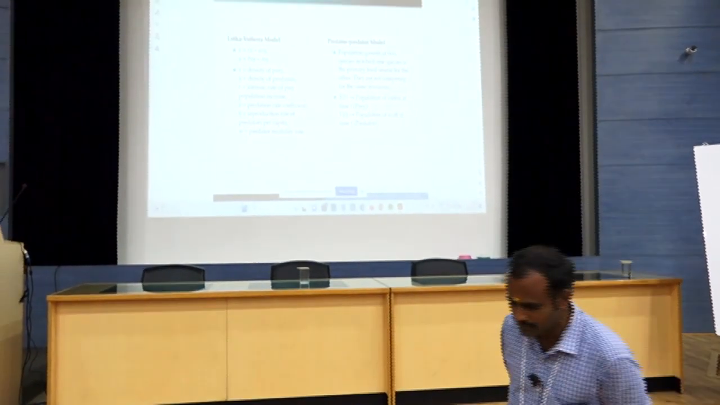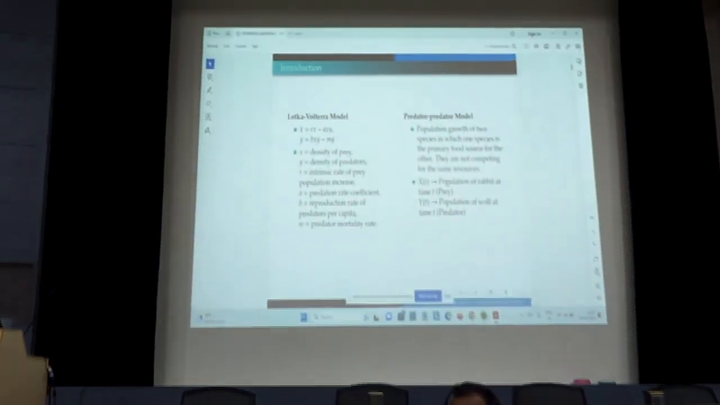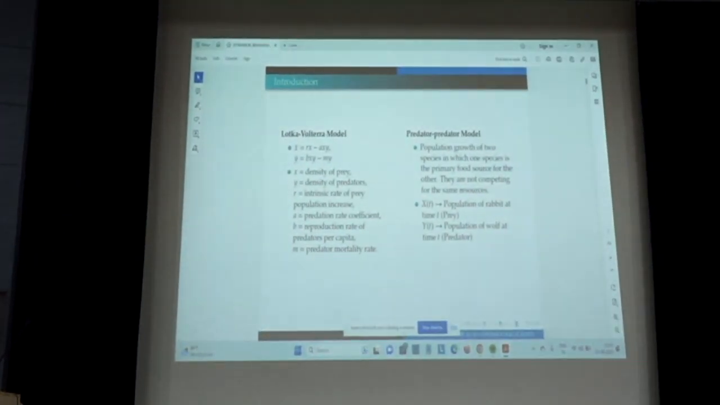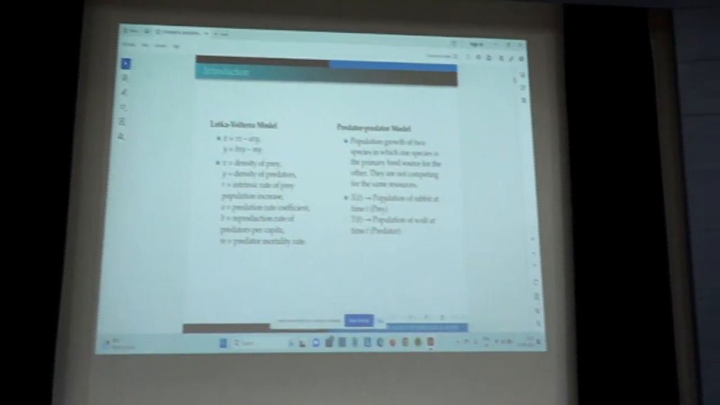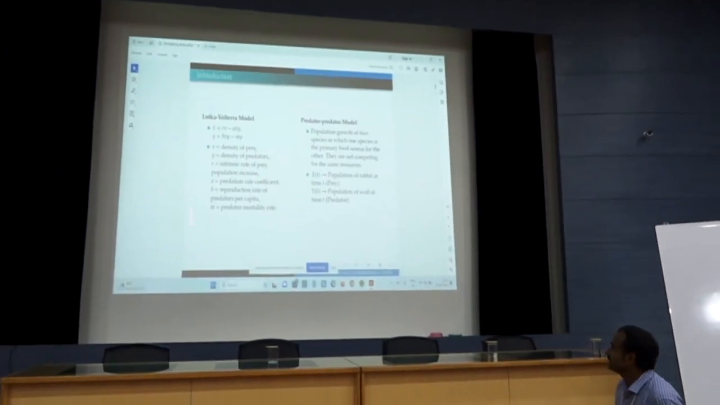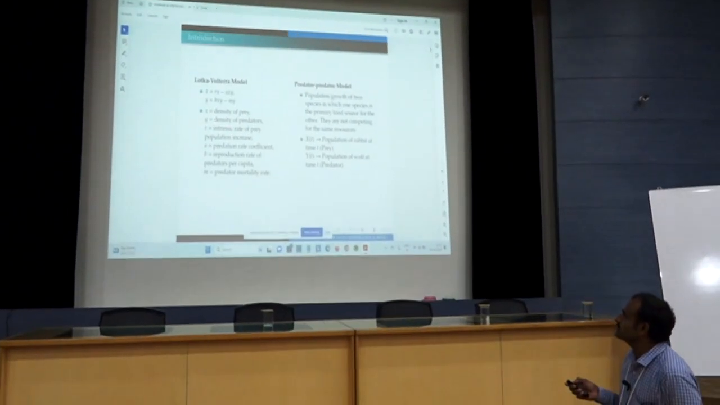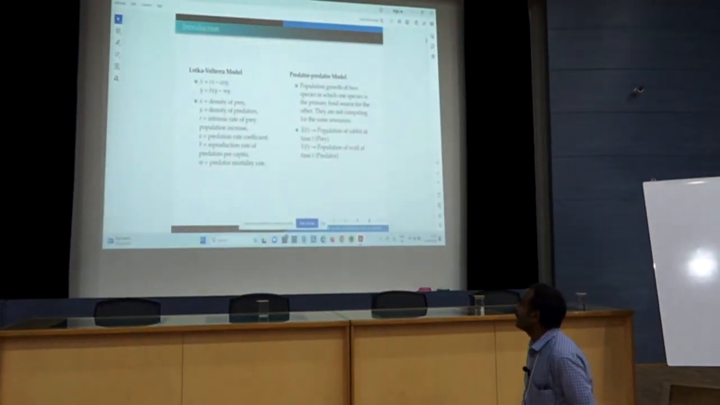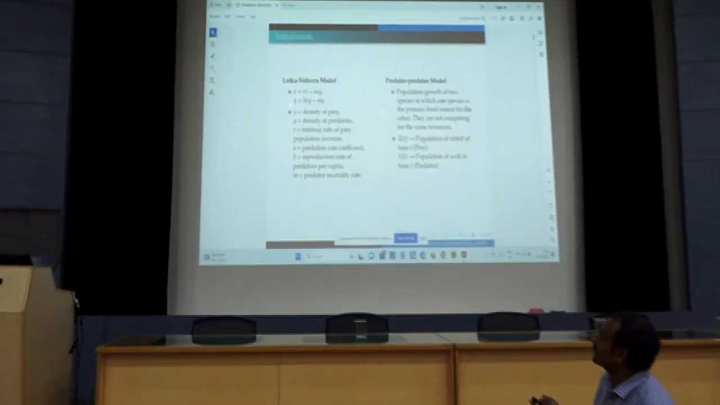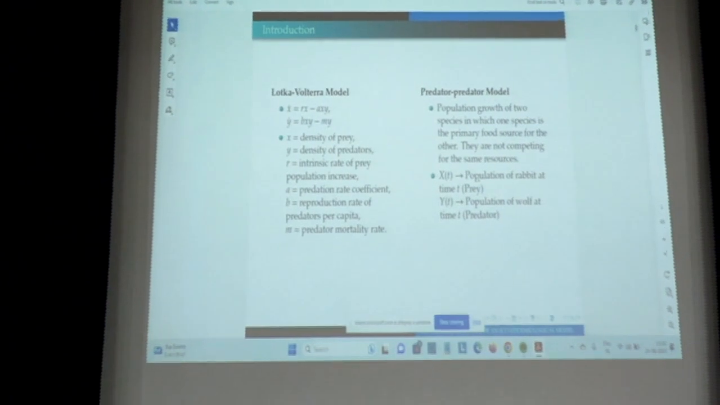First, the prey-predator model. The prey-predator model is a first order nonlinear differential equation. Frequently it is used to describe the biological behavior of prey and predator. So here X is the density of the prey and Y is the density of the predator. Here X dot and Y dot are the rates of change of prey and predator.